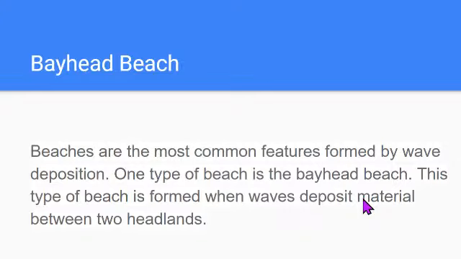So beaches are features of deposition, but beaches can also be features of erosion. There are some beaches that are created as a result of erosion that has taken place. But in this case, we are just looking at bayhead beaches as a depositional feature. So the waves would deposit materials between two headlands.